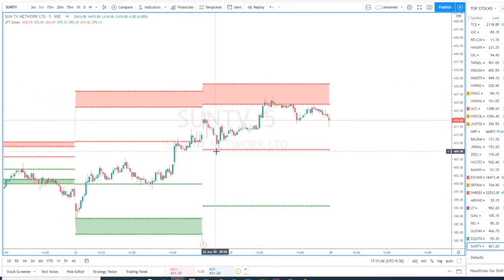So this is not a laggy indicator. This is a leading indicator, just like CPR and other indicators. And this is not like a moving average. This is not like any other lagging indicator.